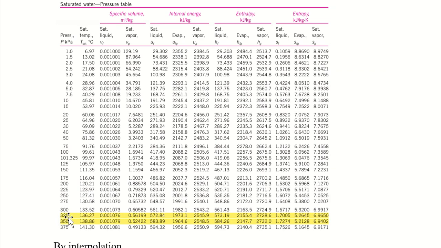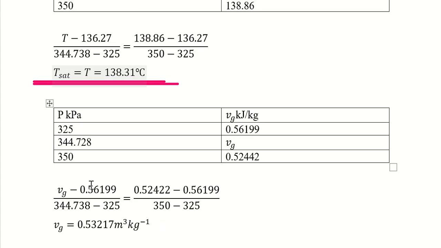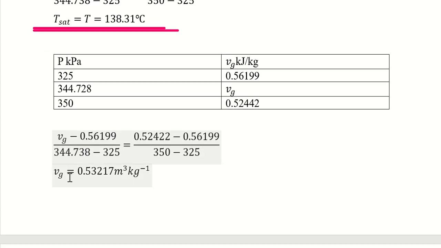You pick these two and these two, see, of the vapor, and it looks like this. So you do the subtraction just like we did here, and you get your answer as 0.53217 meters cubed per kilogram. But we have a problem. And you could be like, what's the problem?